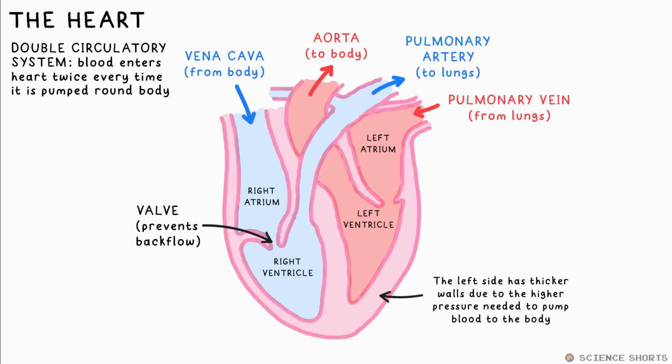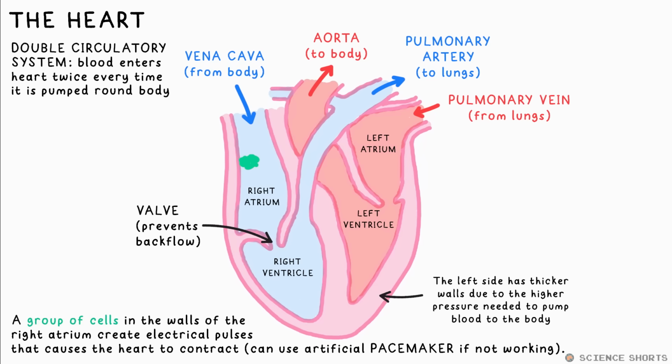The left side of the heart has thicker walls, as the left ventricle has to pump blood to the whole body, whereas the right ventricle only has to pump it to the lungs. A group of cells in the wall of the right atrium create electrical pulses that cause the heart muscles to contract and the heart to beat. If these aren't working properly, you can be given an artificial pacemaker to do the same job.